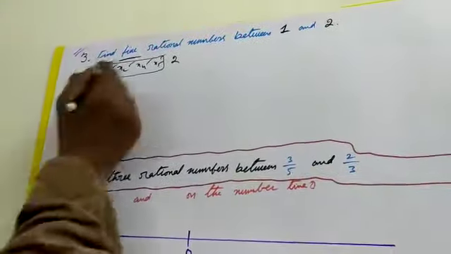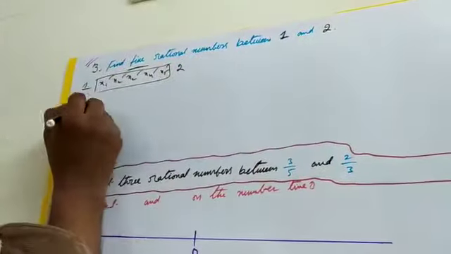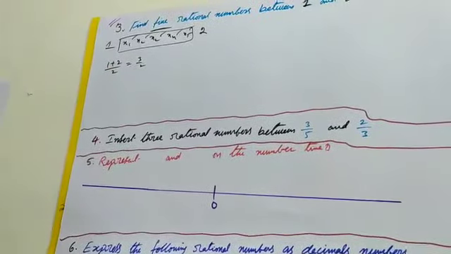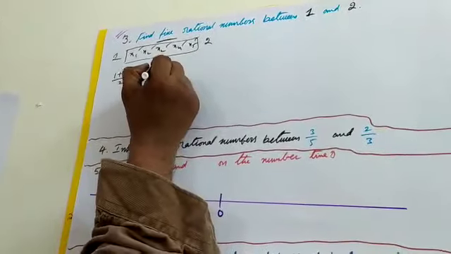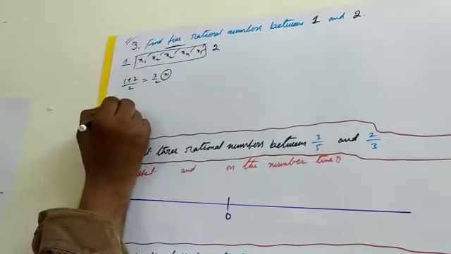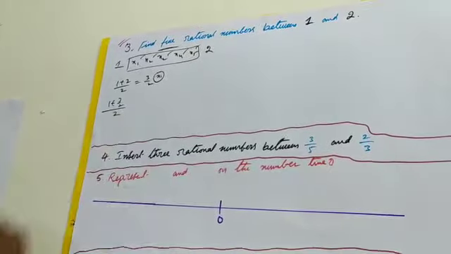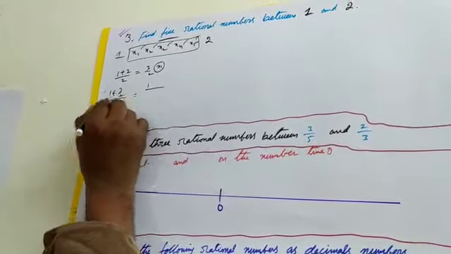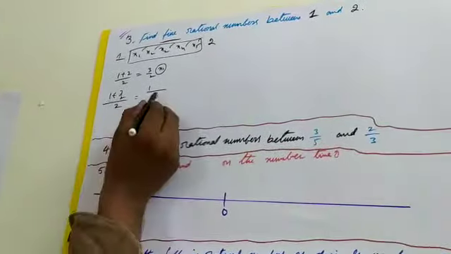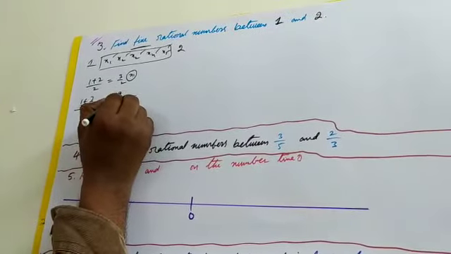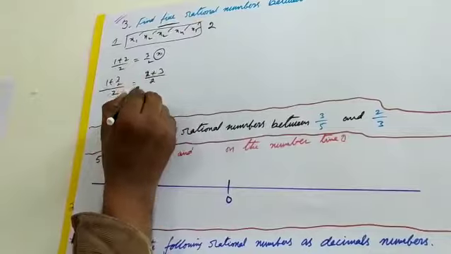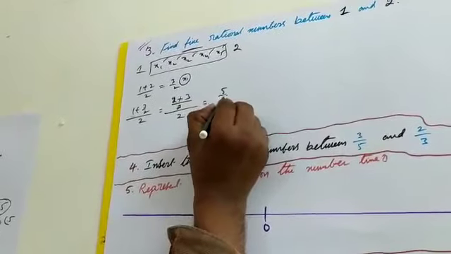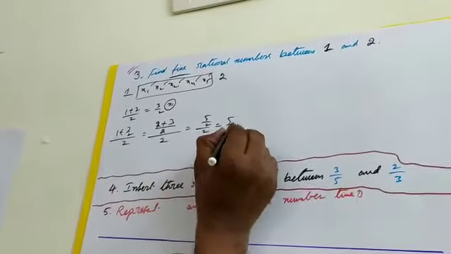First of all, you find the mean. 1 plus 2 is 3, so 3 by 2. This is the first, x1. Next, 1 plus 3 by 2, divided by 2. What is the LCM of the denominators? 2. Therefore, 2 by 1 is 2, plus 3 by 2, so 1 into 2 is 2, plus 3, that is 5. Whole divided by 2 is already there. 5 by 2 divided by 2, that is equal to 5 by 4.